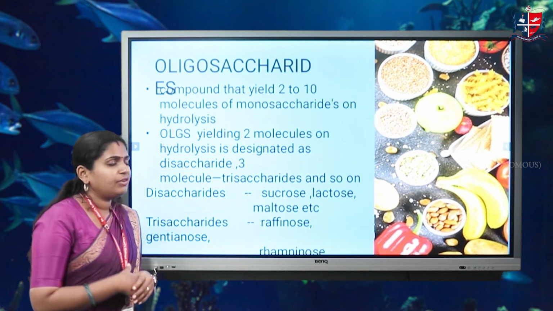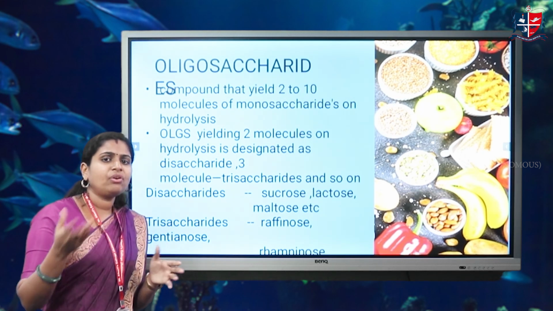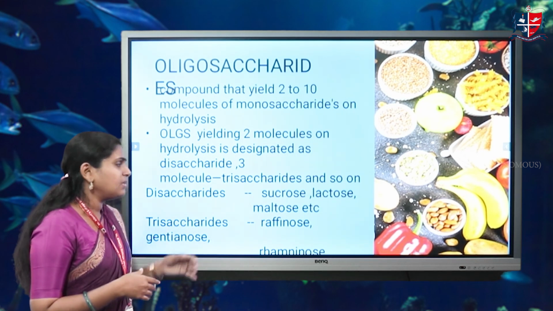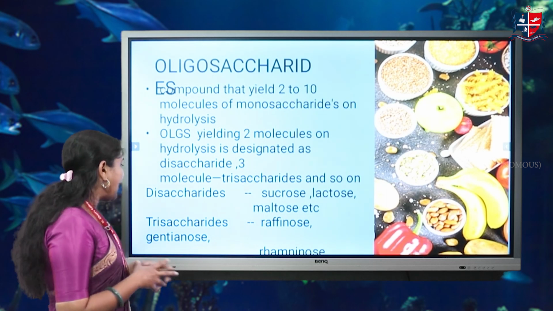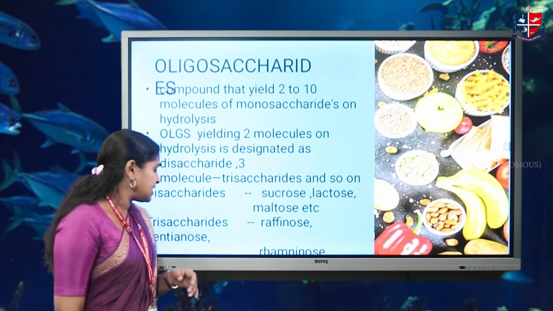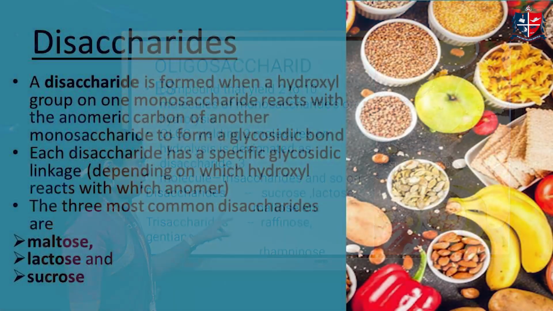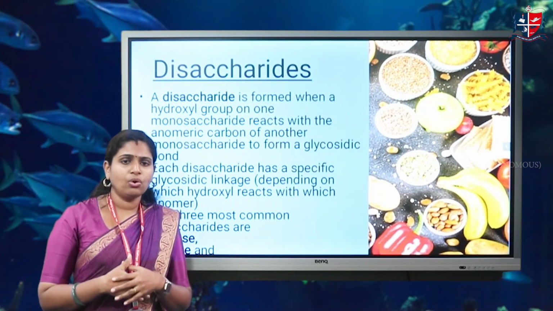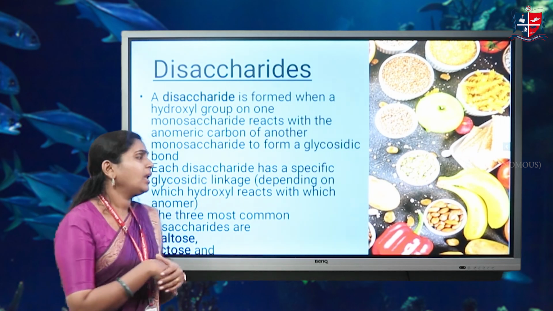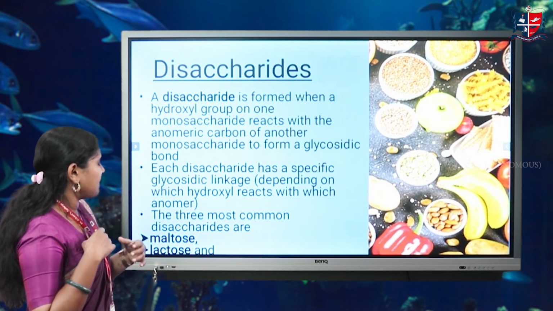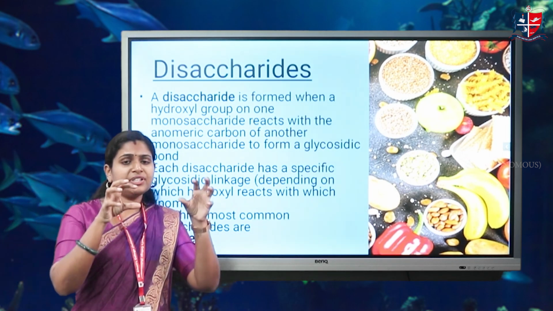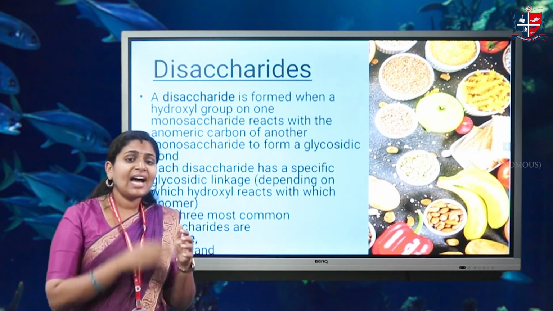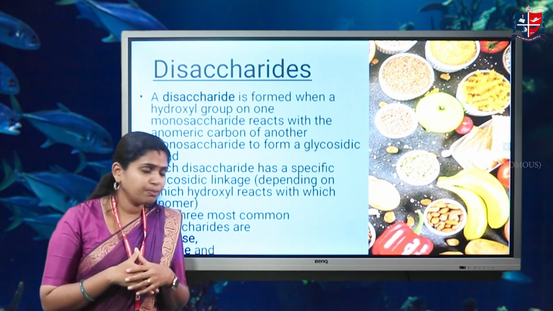For example, a disaccharide means hydrolysis of the oligosaccharide leads to the formation of 2 molecules of sugars, and examples are sucrose, lactose, maltose, etc. In the case of trisaccharides, one example is raffinose, and then gentianose, etc. Now we are going to discuss the disaccharides, the class in the oligosaccharides which upon hydrolysis yield 2 molecules. Each disaccharide has a specific glycosidic linkage. That means whenever 2 sugars combine together to form sugar units, that linkage or bond is known as the glycosidic bond.